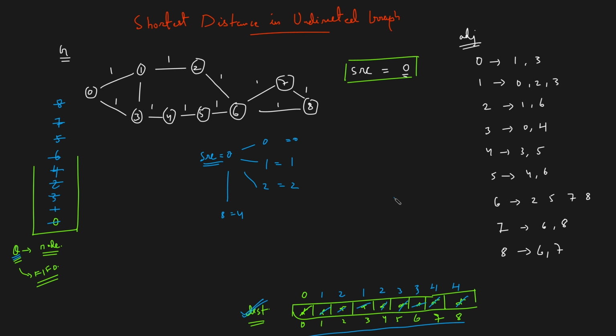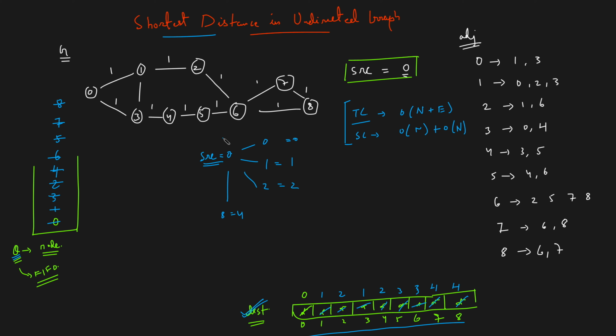What is the time complexity of this algorithm? Since we are implementing a BFS algorithm and just modifying it, the time complexity will be the number of nodes plus the number of edges. What will be the space complexity? Apart from the adjacency list, the space complexity is big O of n plus big O of n, because we are using a queue as well as a distance array, and there is no auxiliary space. This is the overall time and space complexity of our BFS algorithm for finding the shortest distance in an undirected graph.